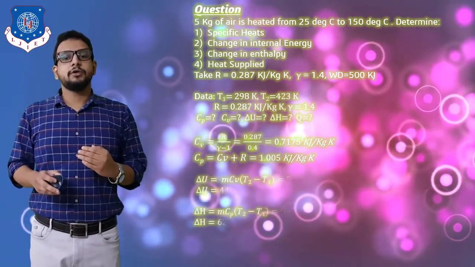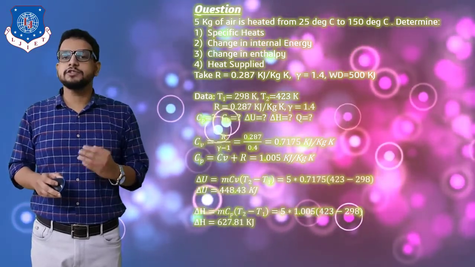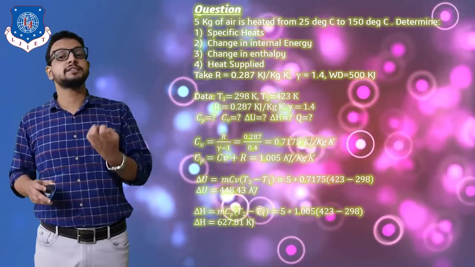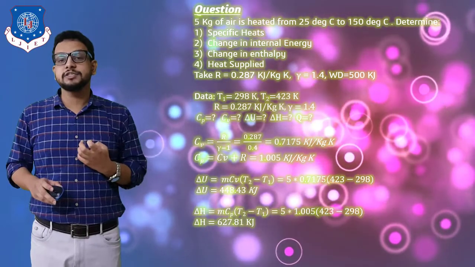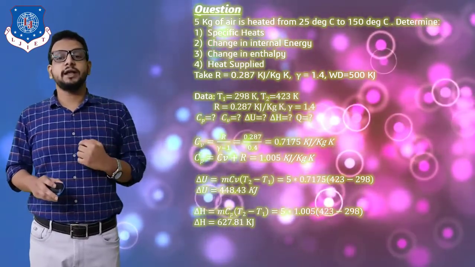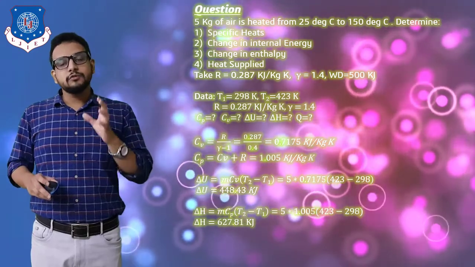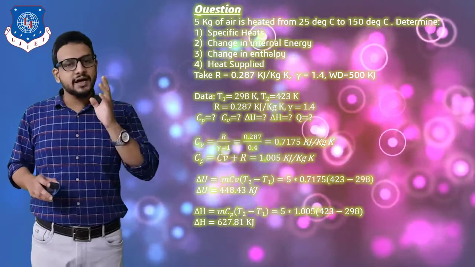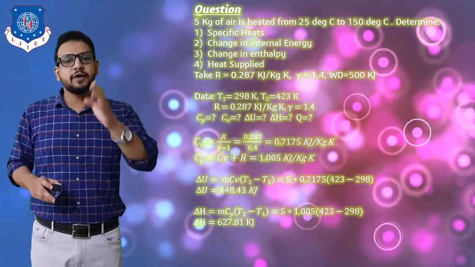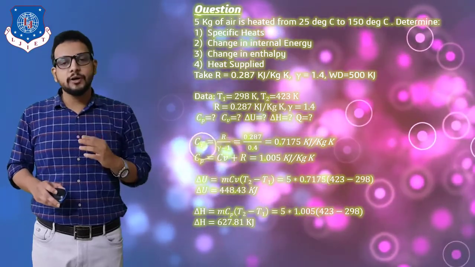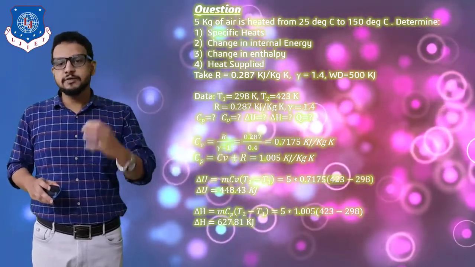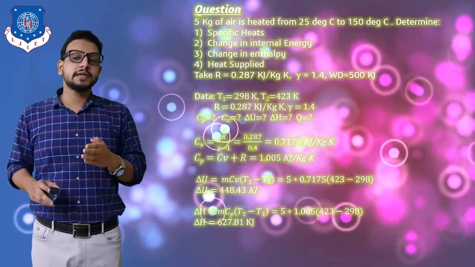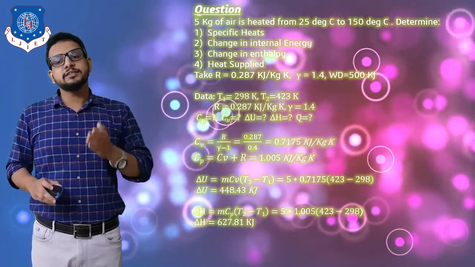Now next, we are going to determine the change in internal energy. As we have derived the formula, the internal energy change at constant volume is equal to mCv into T2 minus T1. First of all, you need to check that the requirements of the equation are satisfied. Is mass given in the data? Yes, it is given, that is 5 kg. Is Cv given? Yes, we have found out Cv. Are T2 and T1 given? Yes. So directly we can substitute our values, that is 5 into 0.7175 into 423 minus 298.